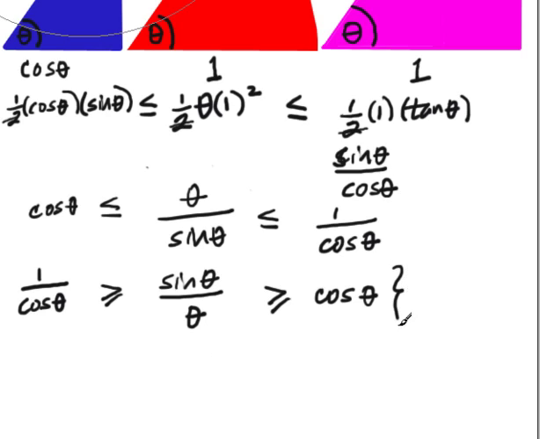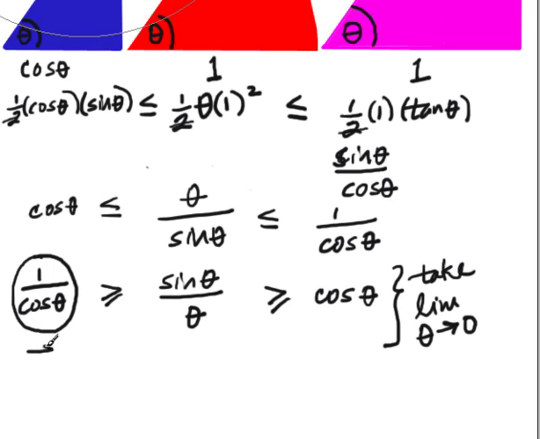Now we're ready to take the limit as theta goes to 0. Well, remember, cosine of 0 is 1. So this quantity is going to 1 over 1, so this goes to 1 as theta goes to 0. And for the same reason, cosine of 0 is 1, so this quantity also goes to 1 as theta goes to 0. And sine theta over theta is squeezed in between 1 and 1.